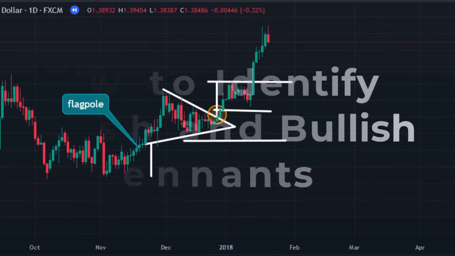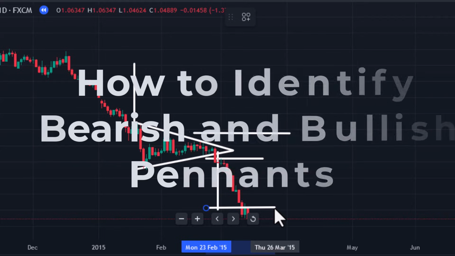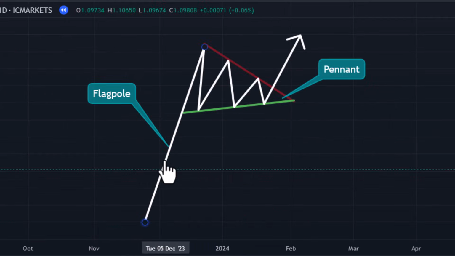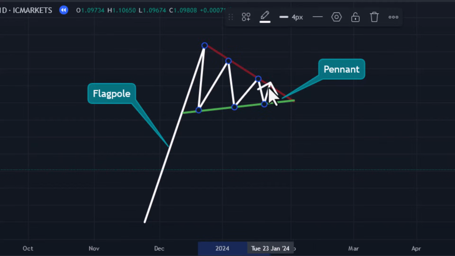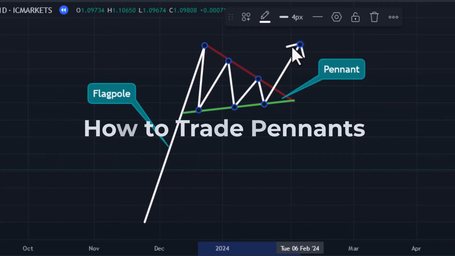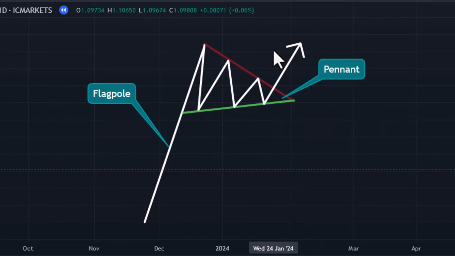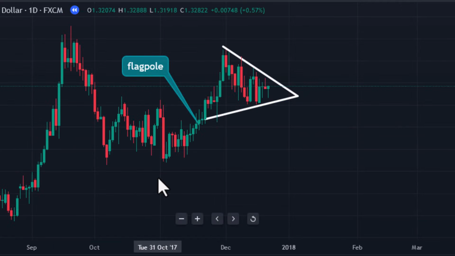How to identify bearish and bullish pennants? A strong preceding trend, which is called the flagpole, a small triangular consolidation, which is the pennant, and a breakout in the direction of the original trend. How to trade pennants? Let's quickly take a look at how to trade the bullish pennant. Like I said, a pennant is a continuation pattern.